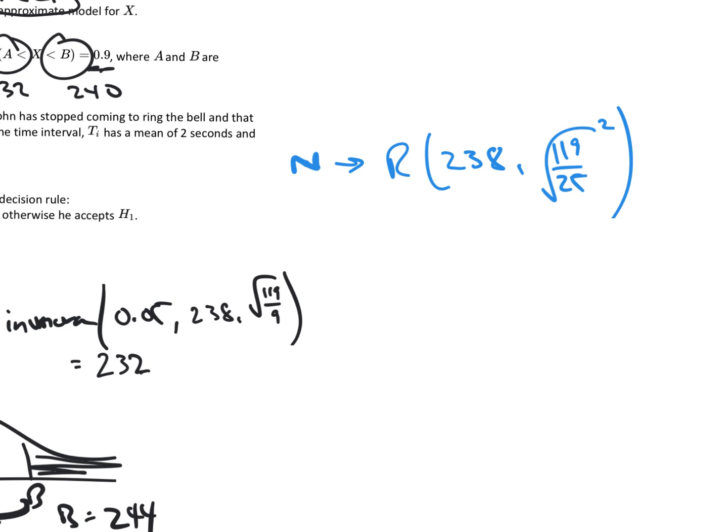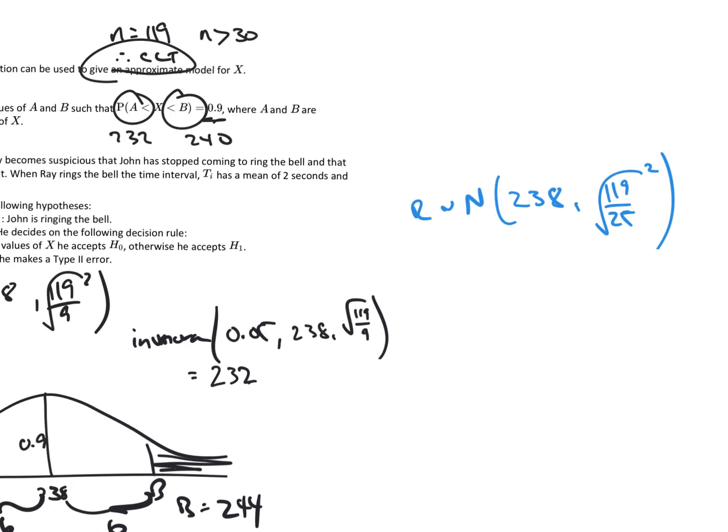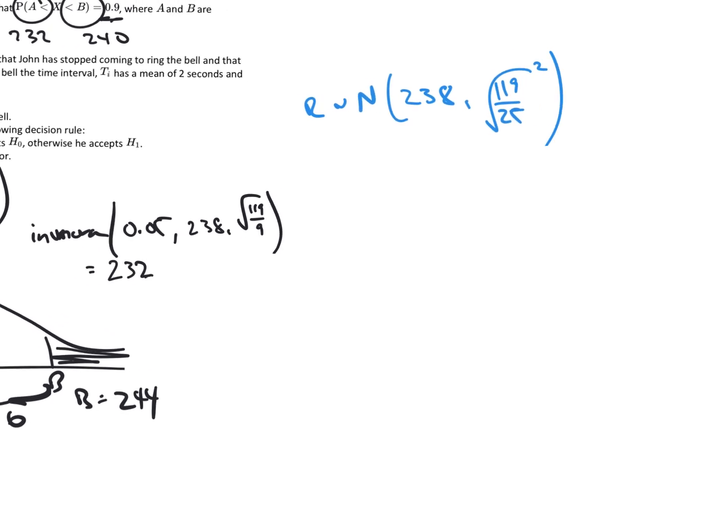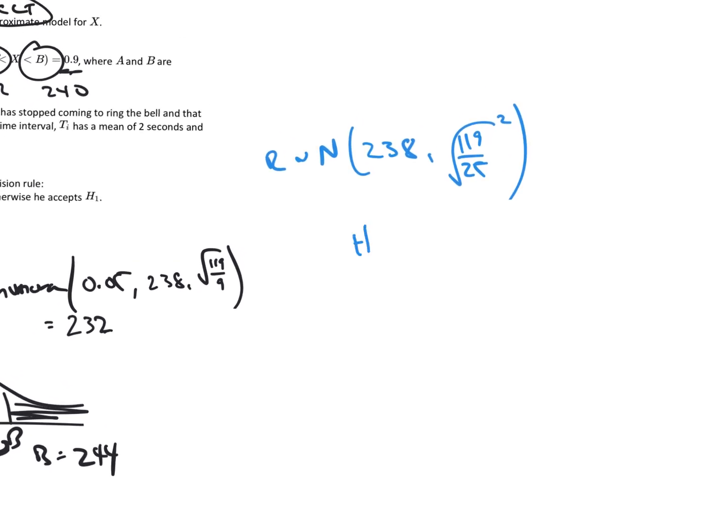So Ray's normal curve. To do good notation, normal, and it is Ray's. Okay, so now it says that the null hypothesis is that Ray is ringing the bell. So the null is that Ray is ringing, and the alternative is that Ray is not, which means that it is John.